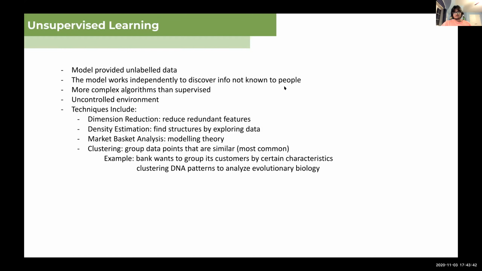Now, the real interesting part, not that one is more interesting than the other, but the place where there's a lot of interest nowadays is unsupervised learning. Unsupervised learning, on the contrary to supervised learning, uses unlabeled data to create a model. The model is provided unlabeled data, and you allow it to work on its own to discover information, trends or patterns that are invisible to people.